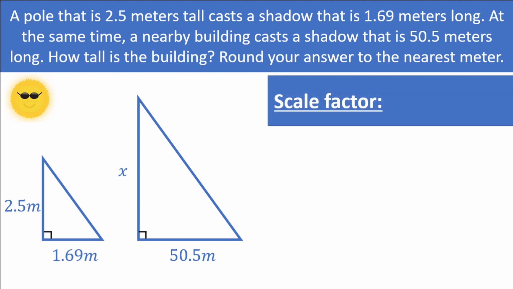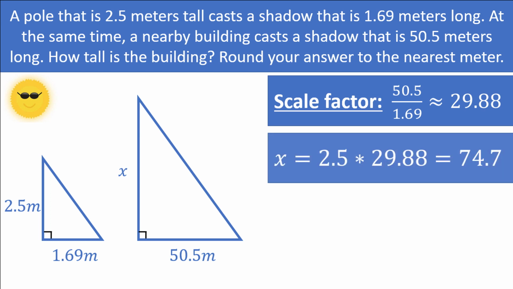To find the scale factor, divide corresponding sides. 50.5 divided by 1.69 gives you about 29.88, meaning that the building is 29.88 times larger than the pole. Multiply the height of the pole by 29.88, and you will have the height of the building. 2.5 times 29.88 is equal to 74.7. Make sure to use the unrounded version of the scale factor when multiplying by the height of the pole. Since the question asked us to round our answer to the nearest meter, we can state that the building is about 75 meters tall.